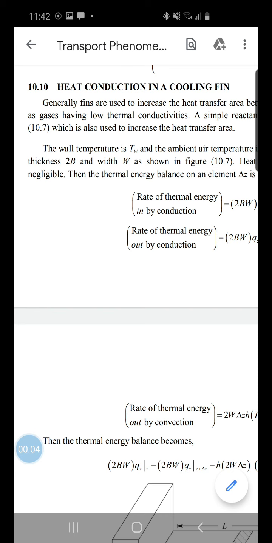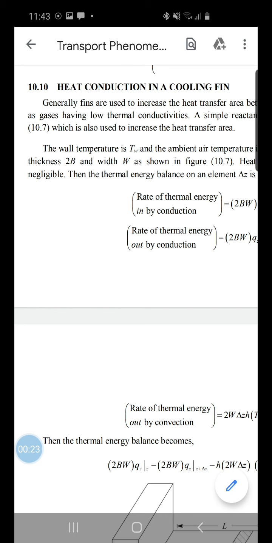Today we are going to discuss temperature distribution in solids and in laminar flow. We are discussing chapter 10, unit 4, which includes heat transport, where today we are going to discuss heat conduction in a cooling fin.